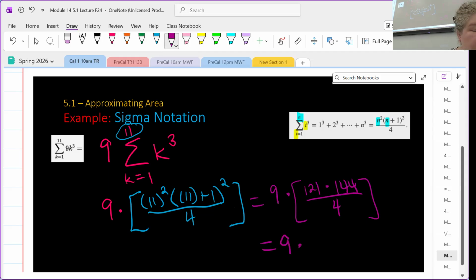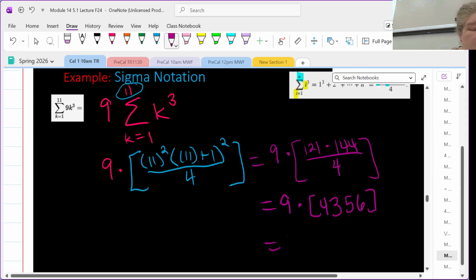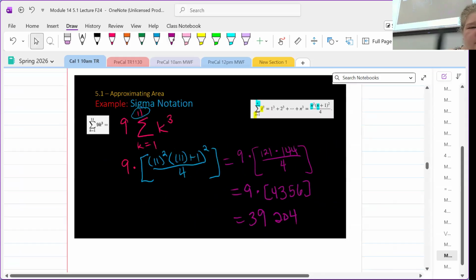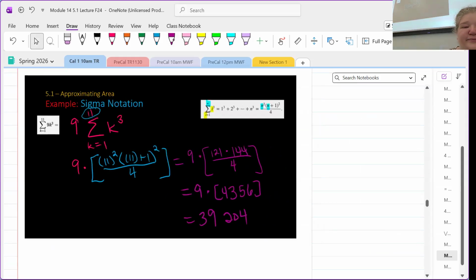So we get 9 times 4,356. So it turns out if I add the first 11 cubes, I get 4,356. And then I just multiply that by 9 and I get a ridiculous number, 39,204. Cool. So instead of manually adding the first 11 cubes, I used a shortcut formula, and then I multiplied the result by 9 because my formula had a 9 being multiplied to all of those cubes.